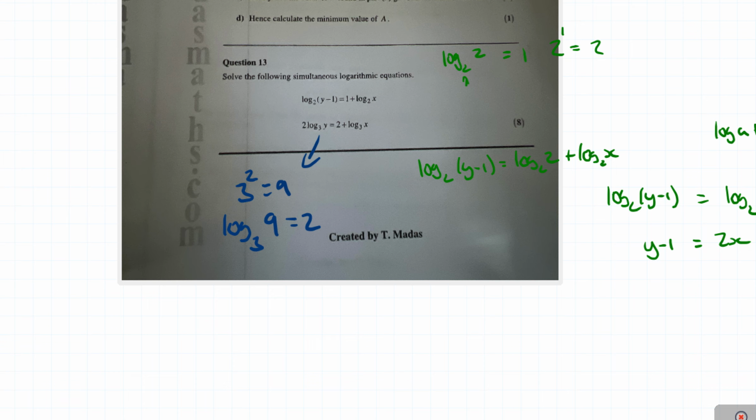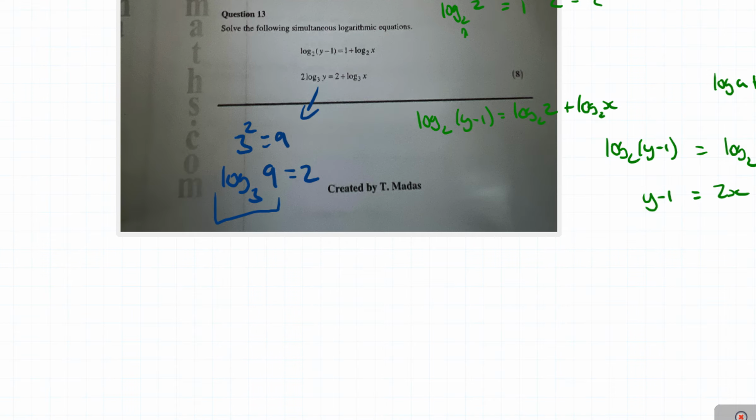That's basically telling us that this part here is asking what's the power that I put 3 to the power of, so whatever that power is gives me the number inside the log. In that case it's 2. So that means we can do the replacement, so it's 2 log base 3 of y is equal to log base 3 of 9 plus log base 3 of x.